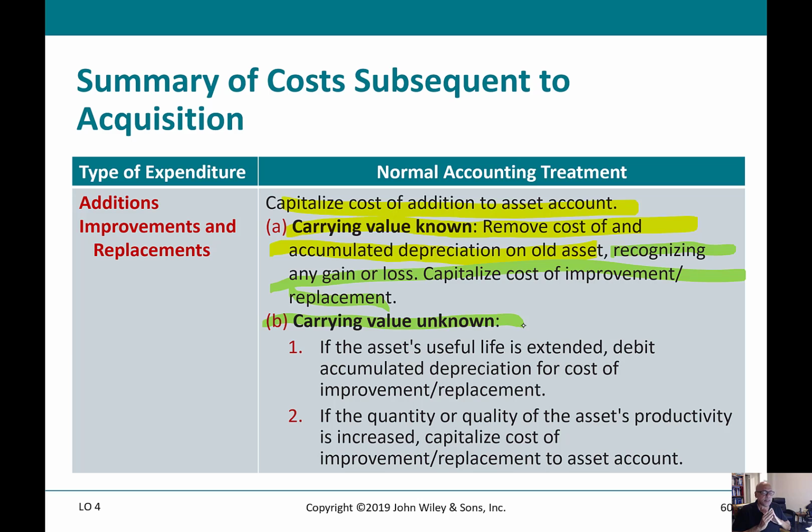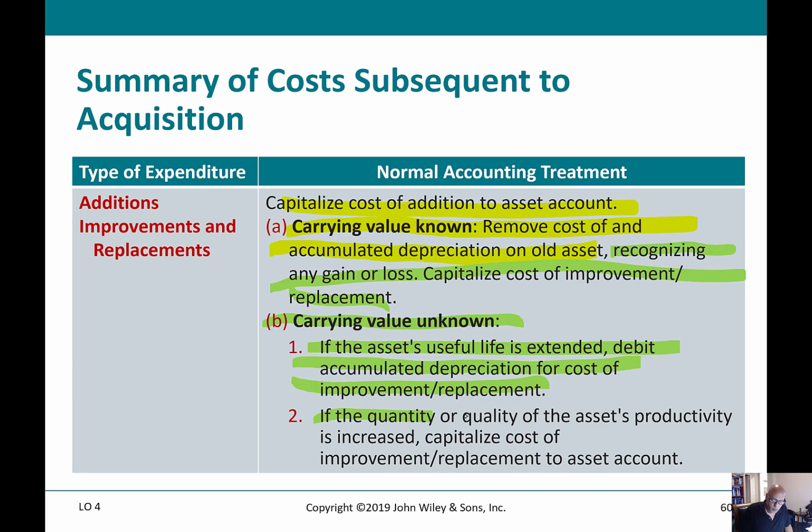Well, let's say I buy a building and it has a roof on it when I buy it, and then I have to replace the roof. I don't know what the carrying value of the roof was because when I bought the building, the roof was there. So I wouldn't know the carrying value of the roof that I just replaced on my building. They tell us if the asset life is extended, then debit the accumulated depreciation for the cost of the improvement, thus bringing up the carrying value of the building. They tell me to do that because if I put a roof on a building, I probably have extended its useful life, right? Okay.